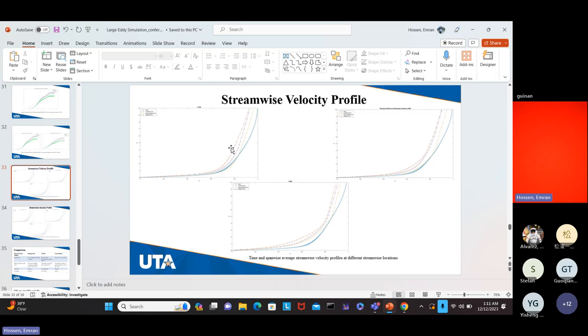Actually, here we try to compare with some other models. So far, we find that the DNS case is very predictable, right? From other works, you can see that our LES, our Liutex-based LES, in some cases matches very well with that DNS case.